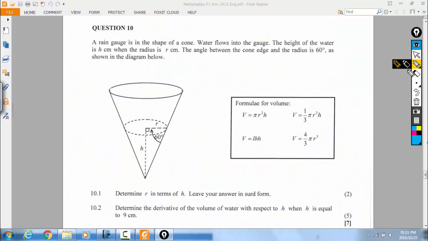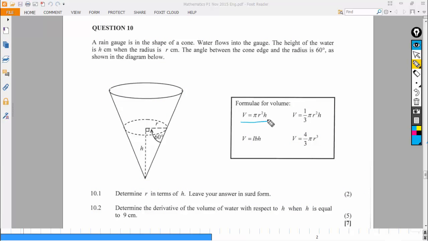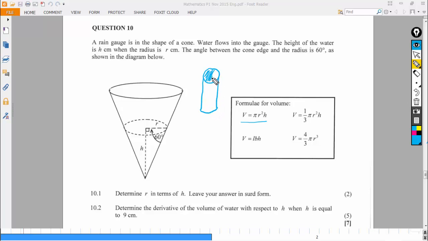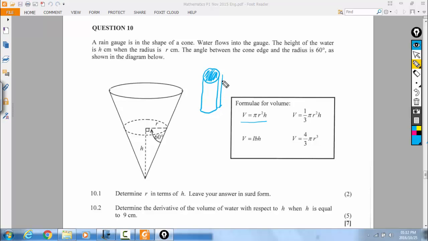If we look at these 4 formulas, we have this guy, which is pi r squared times h. But pi r squared times h is the area of a cylinder, right? Or the area over here, that's this area, multiplied by the height h to get the volume of a cylinder.